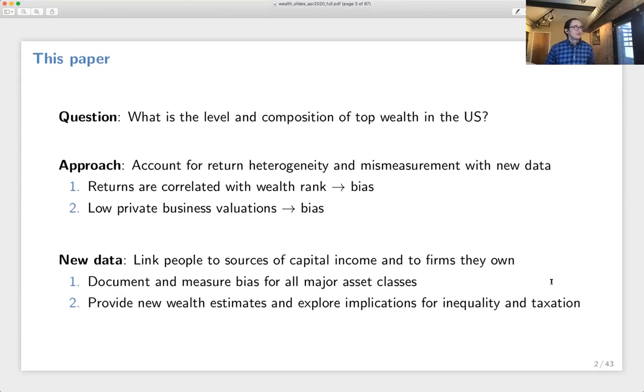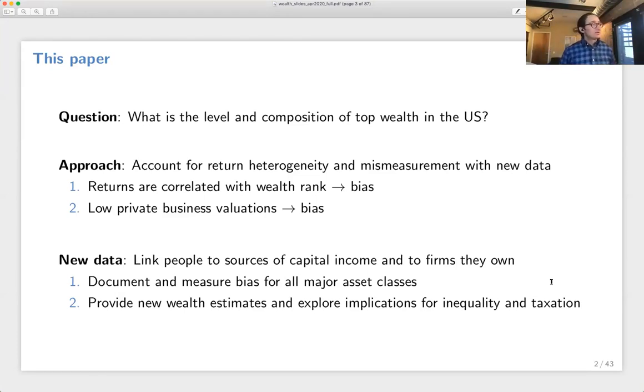Second, there are reasons to believe that, say, the financial accounts data that are used to estimate private business wealth, because of the limitations in what data is available, might have low private business valuations. So we're going to develop independent estimates of private business wealth using some standard tools in the finance toolkit to account for potential bias. Really, it's going to matter more for the composition of top wealth and the level, but it's another innovation in our paper.